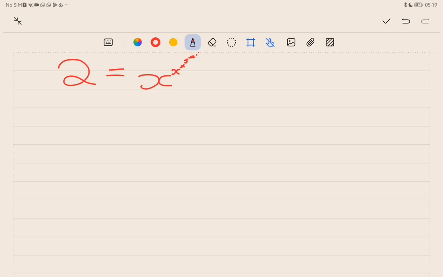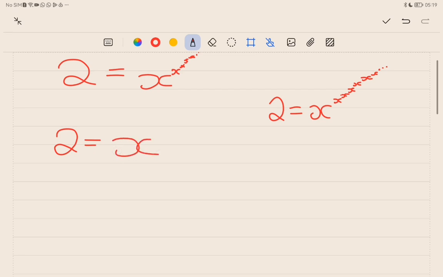So these kinds of questions are the easiest questions you can imagine. You know that 2 is equal to x to the exponent x to the exponent x to the exponent x up to infinity. Meaning that you can say 2 is equal to x. Then what do you realize? You realize that this whole exponent also is equal to 2.